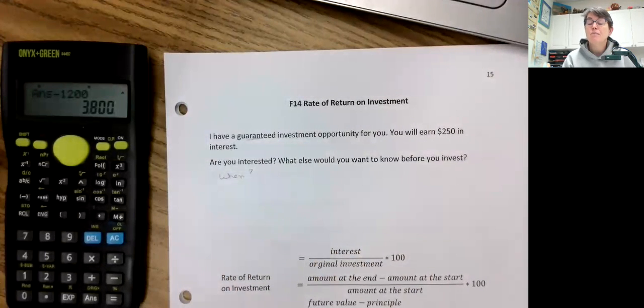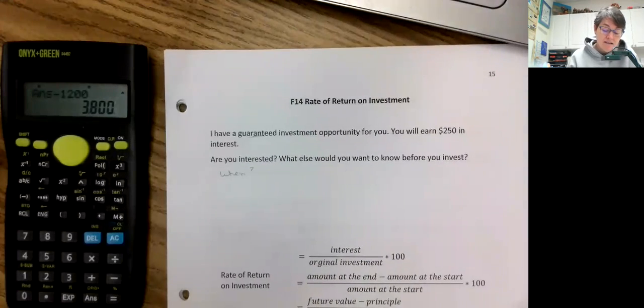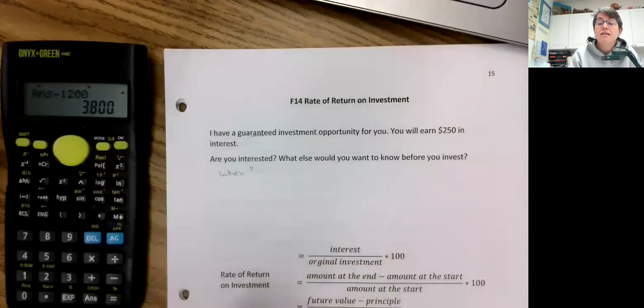Am I going to invest my money now and get my $250 next week? Or am I going to invest my money now and 50 years down the road when I'm dead and my son gets the inheritance, he's going to get $250, right? When? How long is this going to take? And the other thing is maybe going to be, how much do I need to invest?